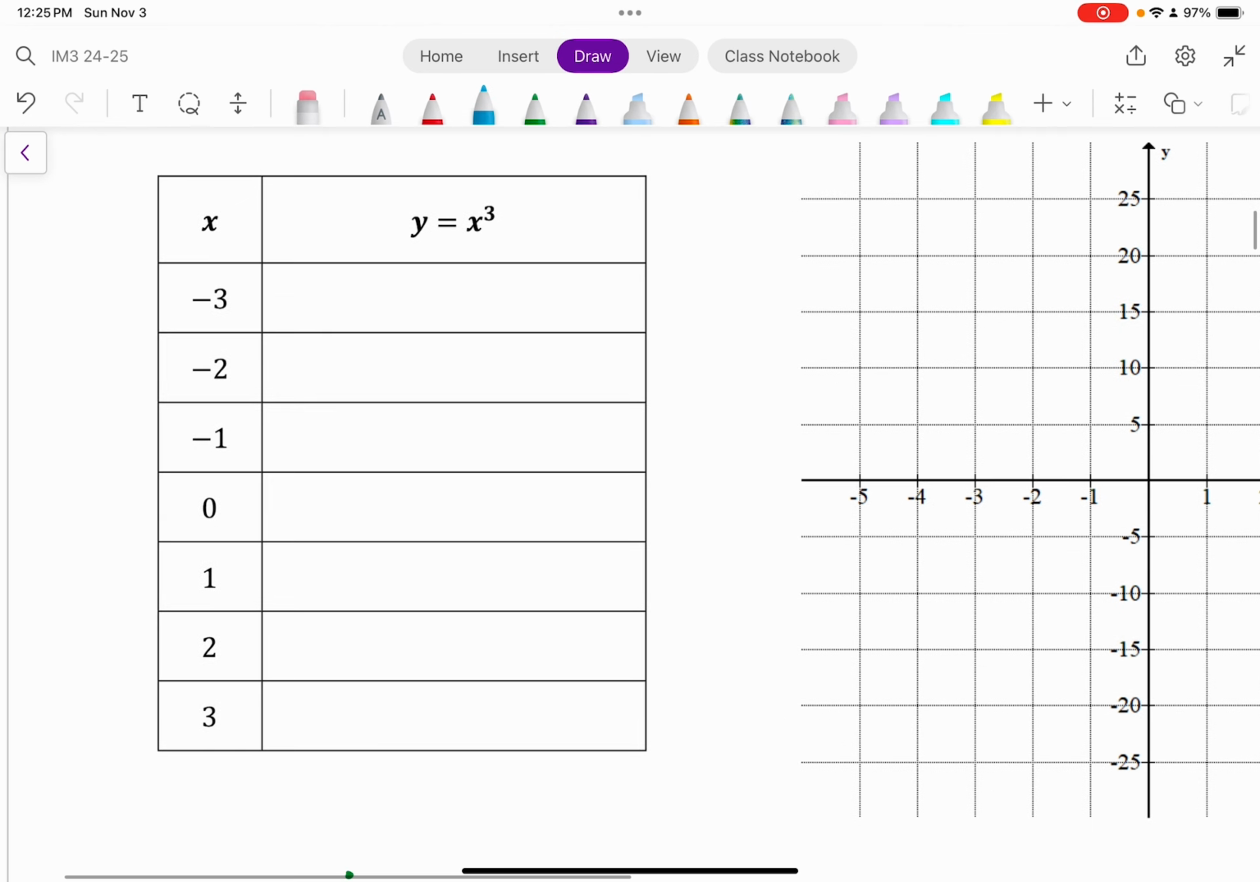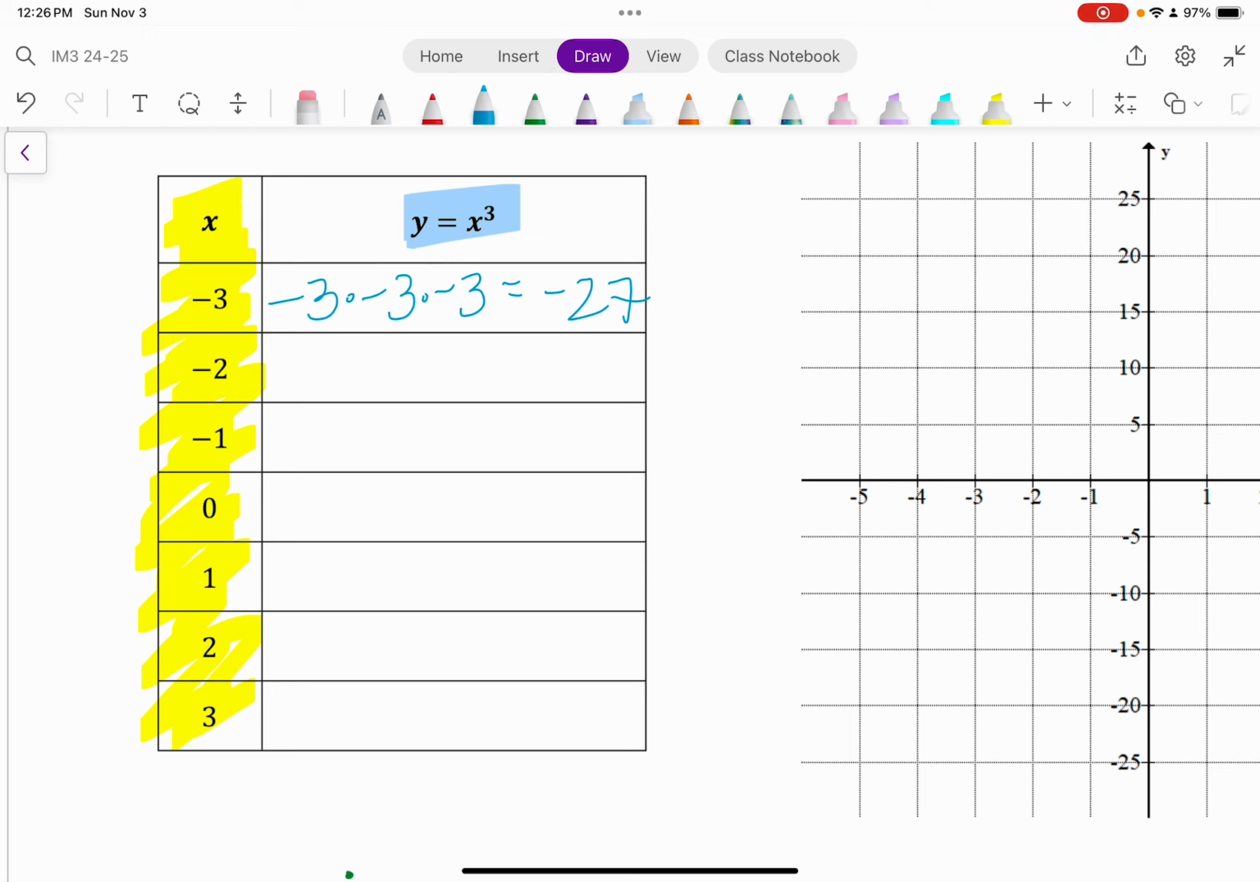Now, what you're going to do here is you're going to take every input, inputs being the left side, which I'm highlighting, you're going to plug them into this function here in blue. Now, let's go ahead and do the following. Negative 3 to the third power is negative 3 times negative 3 times negative 3. Which in this case is negative 27.